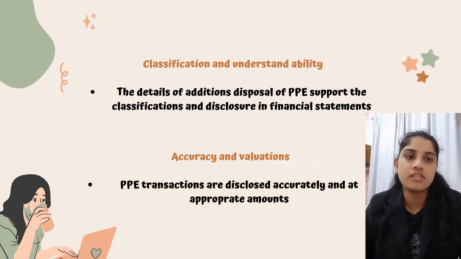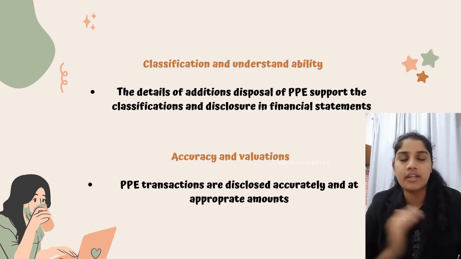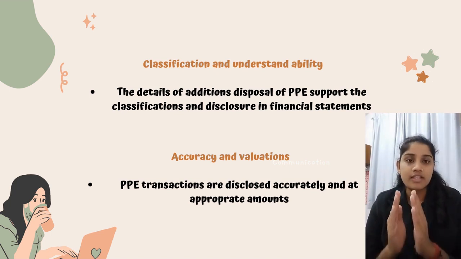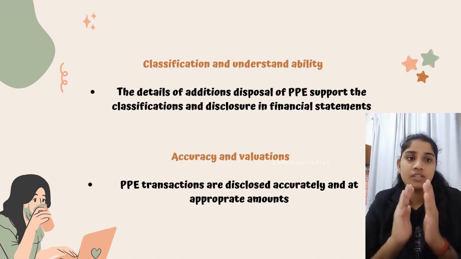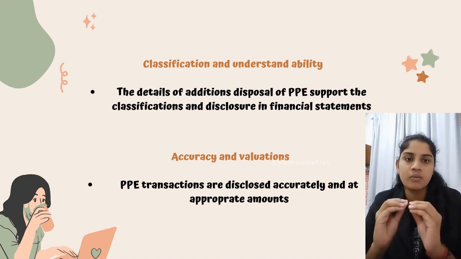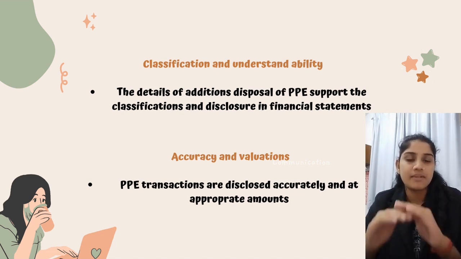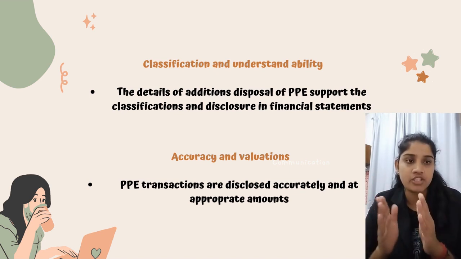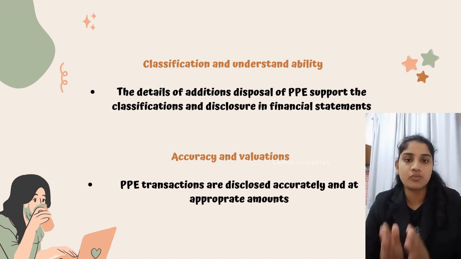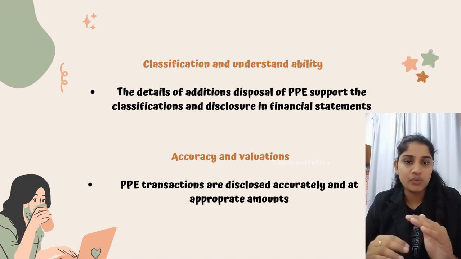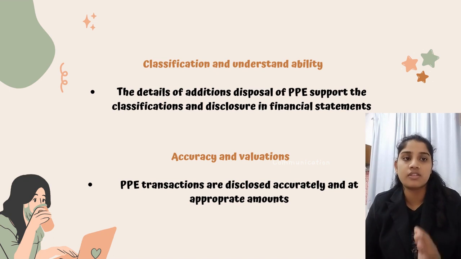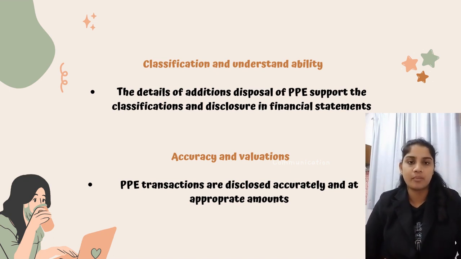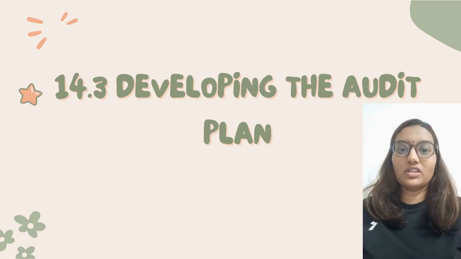Next is accuracy and valuation. Accuracy and valuation means plant, property, equipment transactions are disclosed accurately and at the appropriate amount. That means all the transactions and all the values which consist in plant, property, equipment should always be disclosed in the appropriate amount. It shouldn't be in a different amount. Everything should be correct, precisely classified in the financial statements. So this is important for us to find out whether all the values have been categorized properly. This is very important, so that all the transactions are recorded accurately in the appropriate amounts.